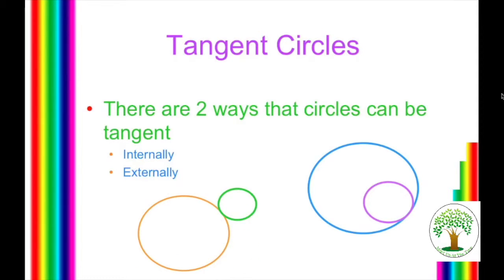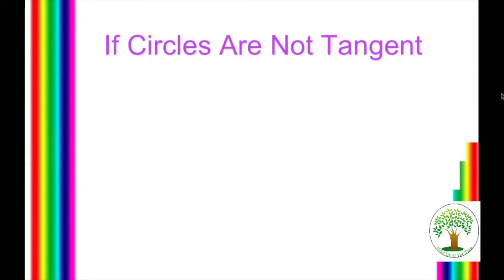One is on the inside of the other. This one is external. It's like a bubble, or a sideways snowman. Now, if circles are not tangent, then you put NT.